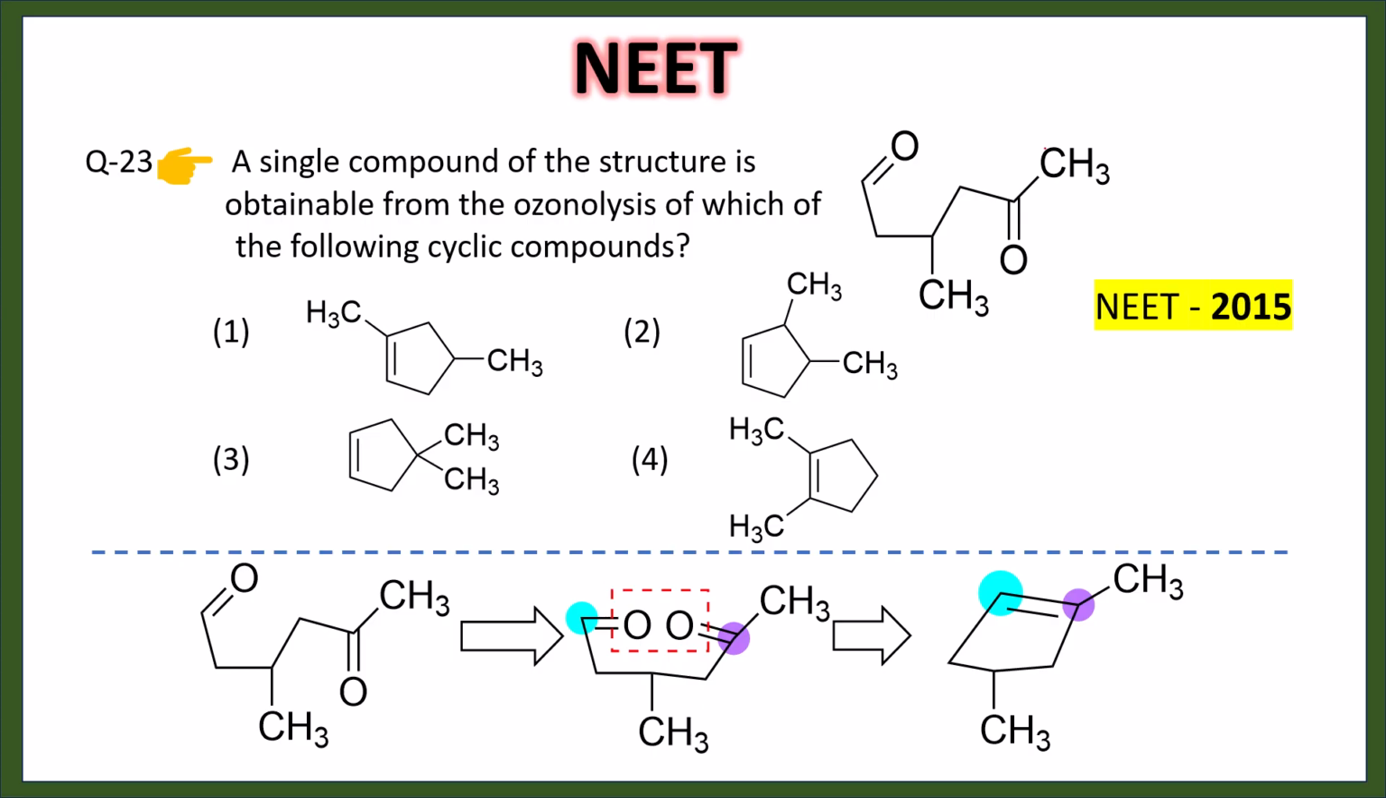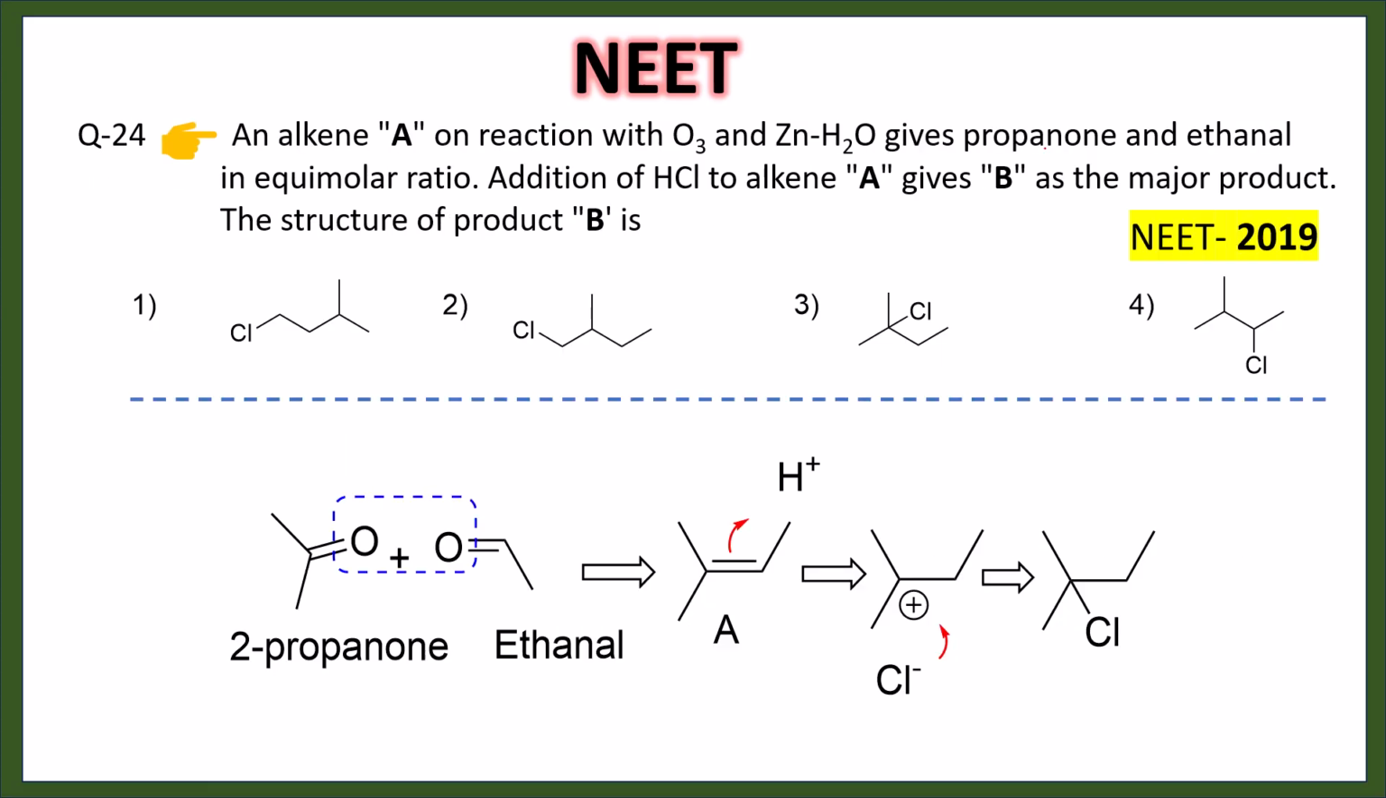A single compound of this structure is obtained from the ozonolysis of which alkene? Options are given here. Now if we join these two carbons and eliminate this oxygen, we can find the alkene. So this is the correct answer.